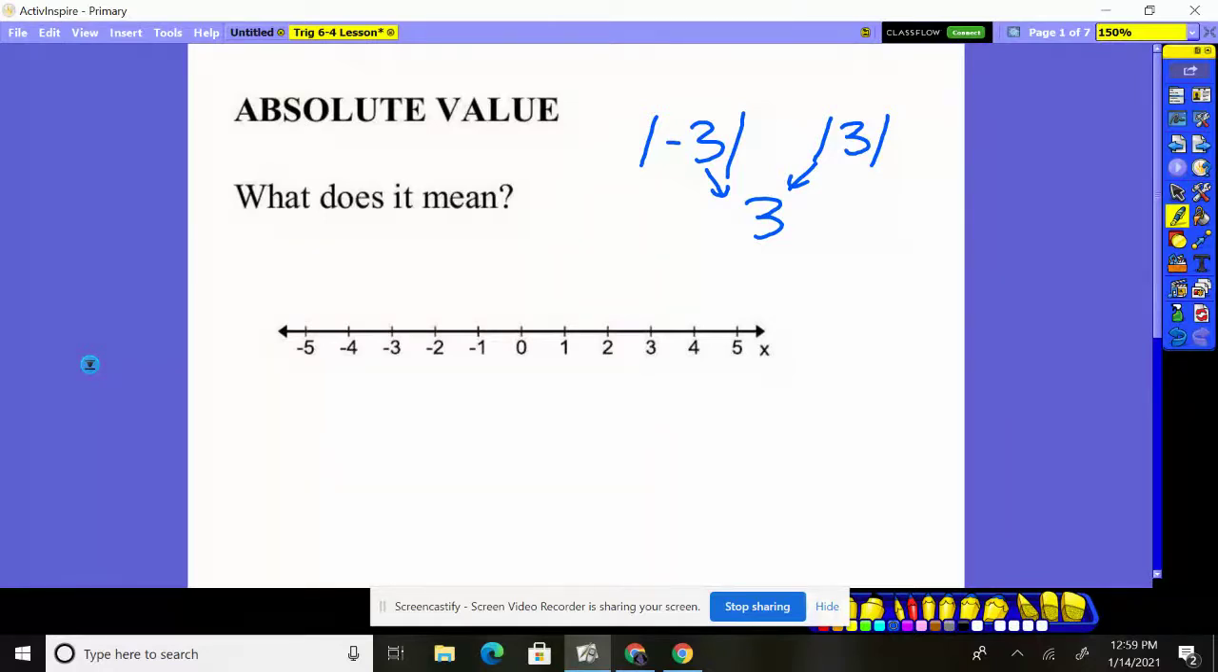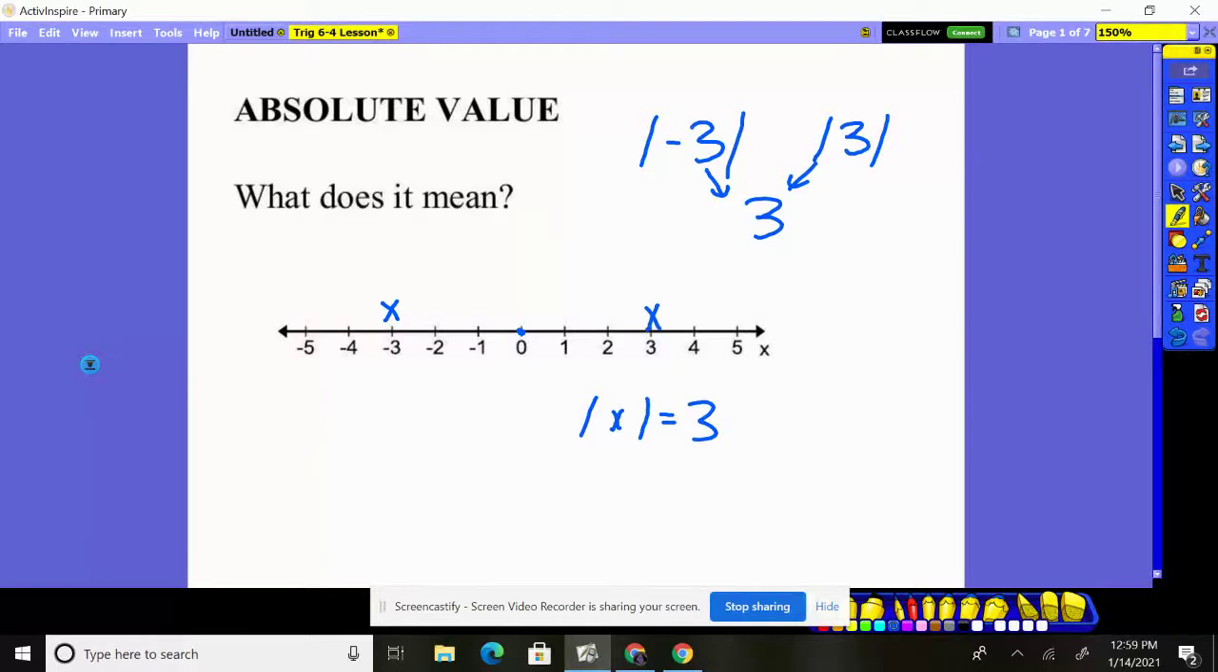Now, what it really means is, if we're saying the absolute value of something is, let's say, 3, what we mean by absolute value is how far away from zero. So if I say the absolute value of X is 3, what I mean is I need to be 3 away from 0. That means you could be here or you could be here.